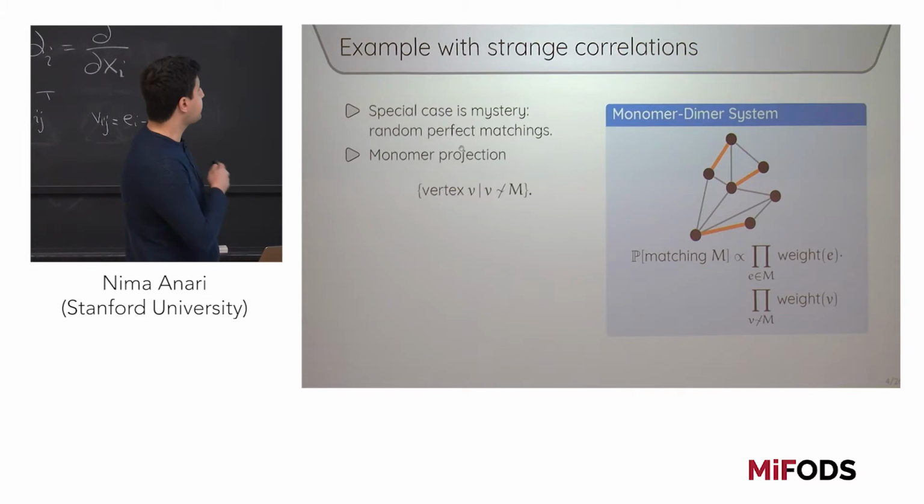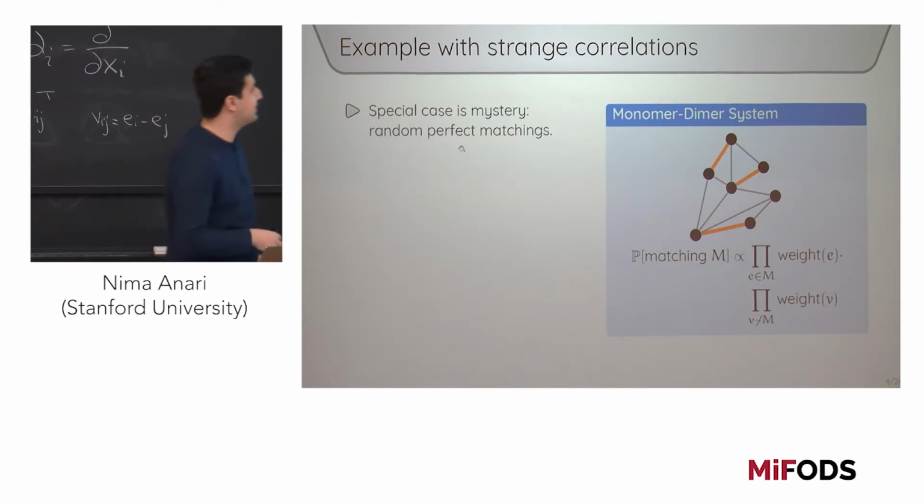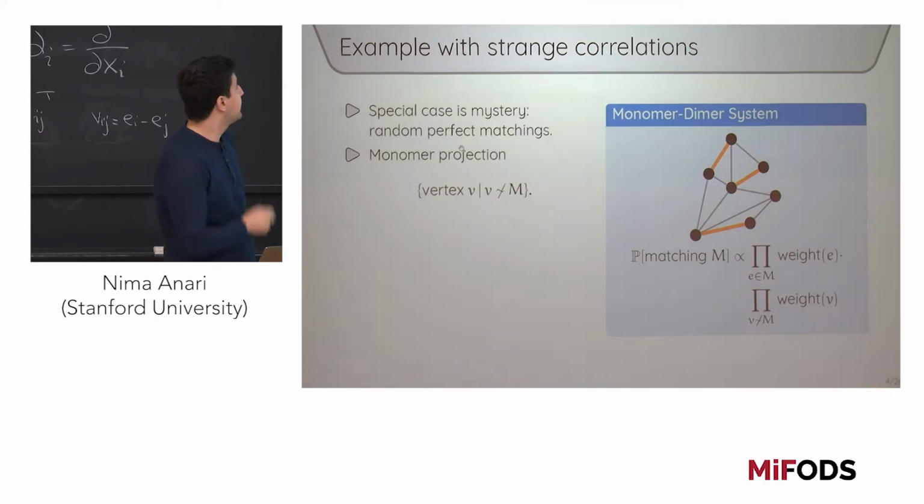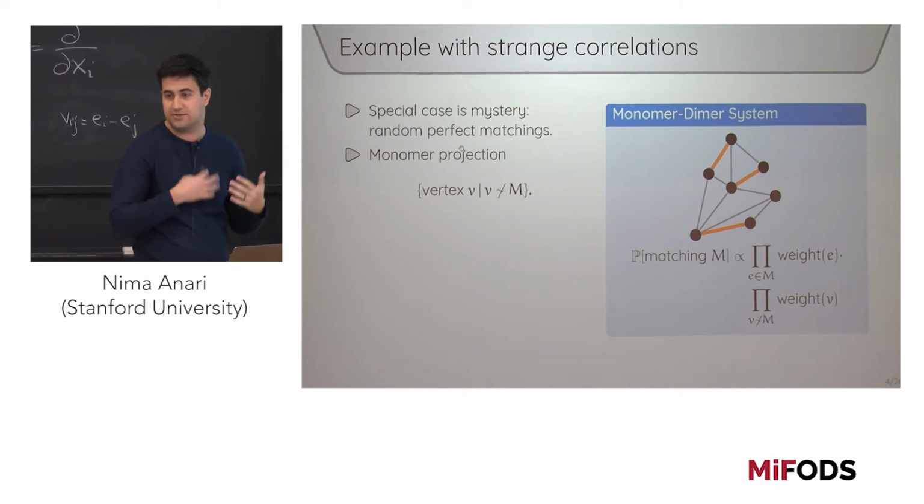Okay, so first of all, to make things simple for me, I'm just going to look at the projection of this monomer dimer system on the set of monomers. Okay, so I sample a matching from this monomer dimer system, look at just the set of vertices that are not matched. That's going to be my distribution. This is to avoid complications with random perfect matchings, which are an unresolved mystery in computer science yet. Okay, so even if you look at the monomer projection, it's still not going to have any of the correlation types I showed on the previous slides.